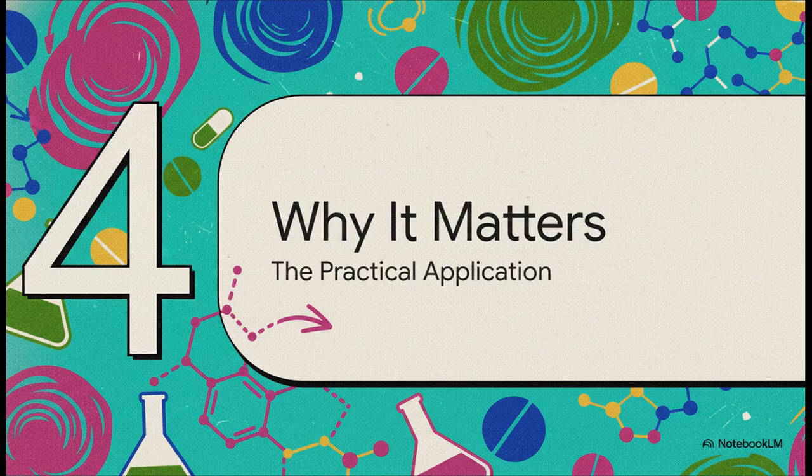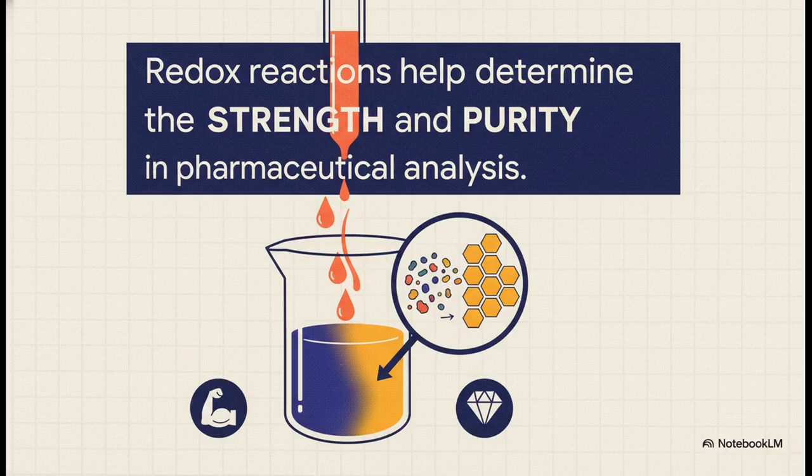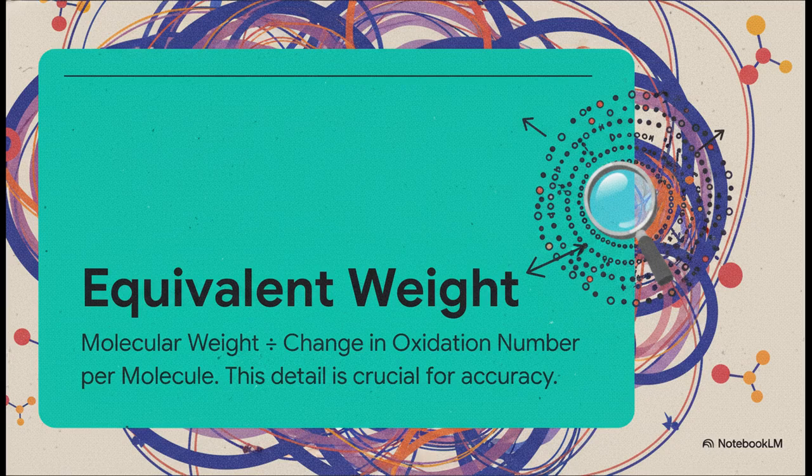Okay, so this is all really cool chemistry theory, but you might be thinking, why does this actually matter, right? Well, this electron dance has some incredibly important real-world applications, especially in a field like pharmaceutical analysis. For example, chemists use a process called titration, where they very carefully add one solution to another to cause a reaction. Well, they can use redox reactions to find the exact strength or the purity of a drug. And a critical calculation they use for this is finding something called the drug's equivalent weight. Now, this is a really important detail that the source material points out. The calculation has to be based on the electron change for one single molecule.